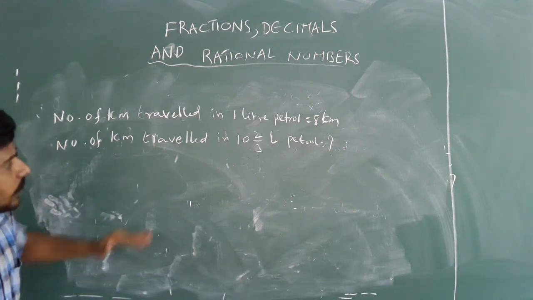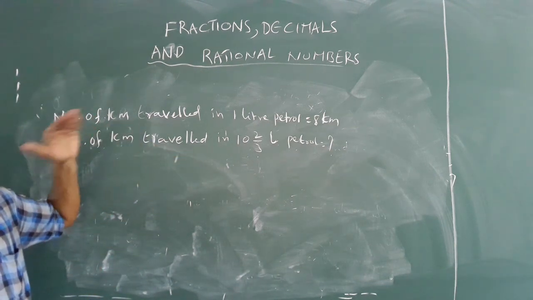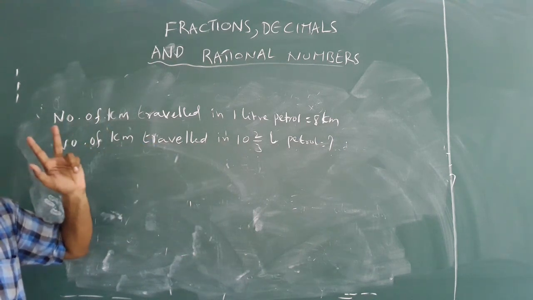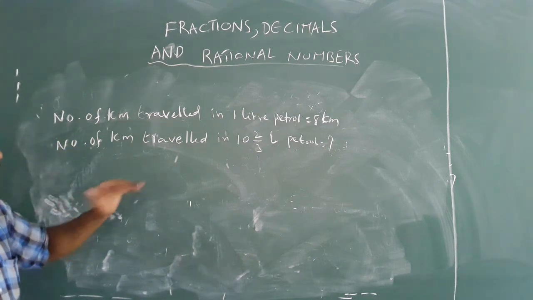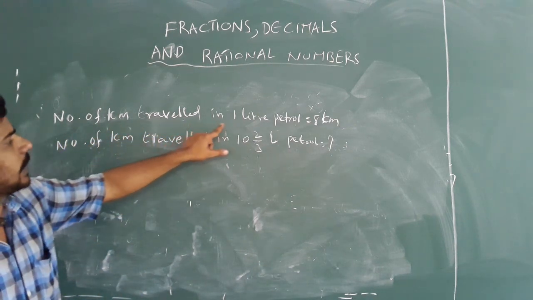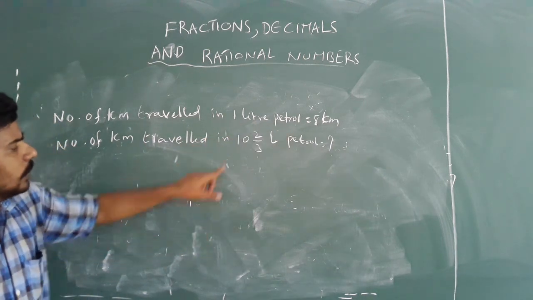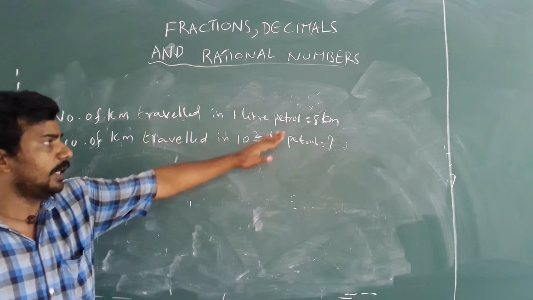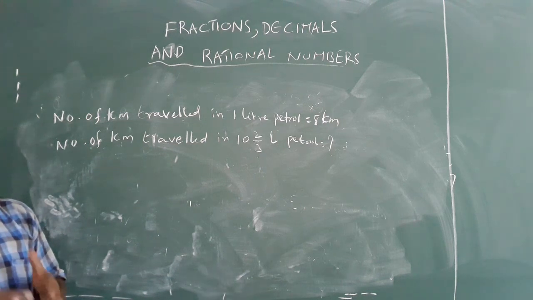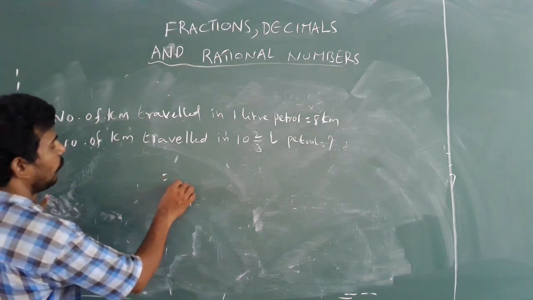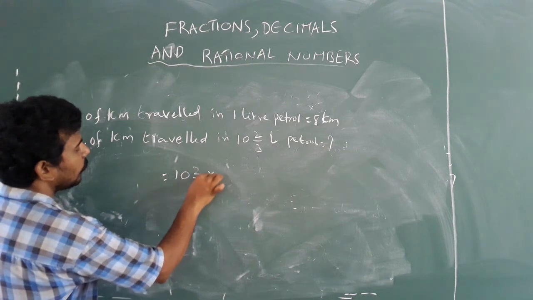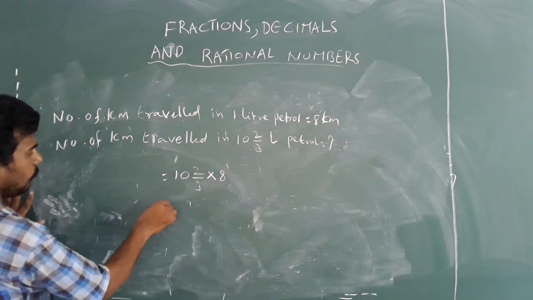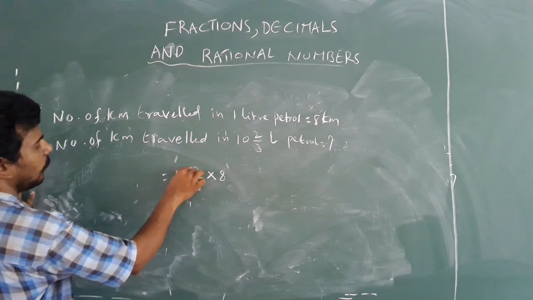So see children, here what I have to do? Which operation we have to apply here? We have 4 operations: addition, subtraction, multiplication and division. Consider here number of kilometers traveled in 1 liter is 8 kilometers. So 10 2 by 3 liters given. We take 10 2 by 3 liters of petrol into 8 kilometers, meaning we have to do multiplication. So equals 10 2 by 3 into how many kilometers each liter petrol children? 8 kilometers.